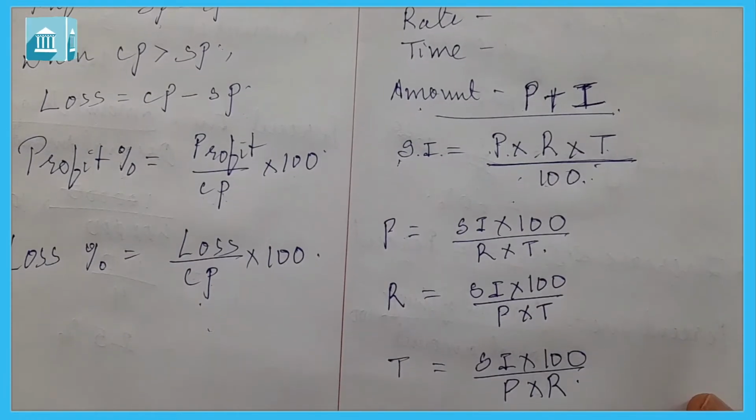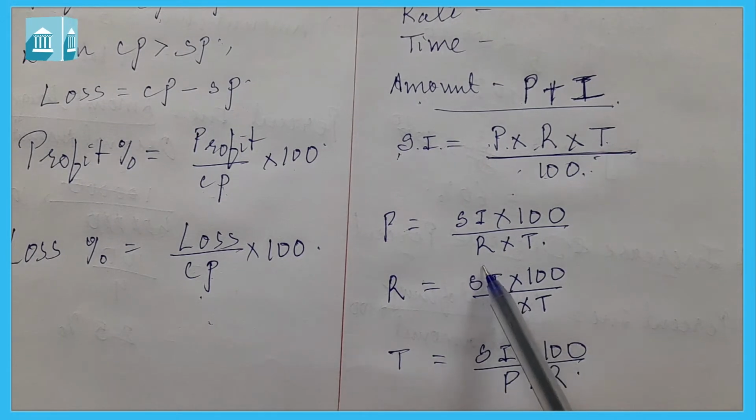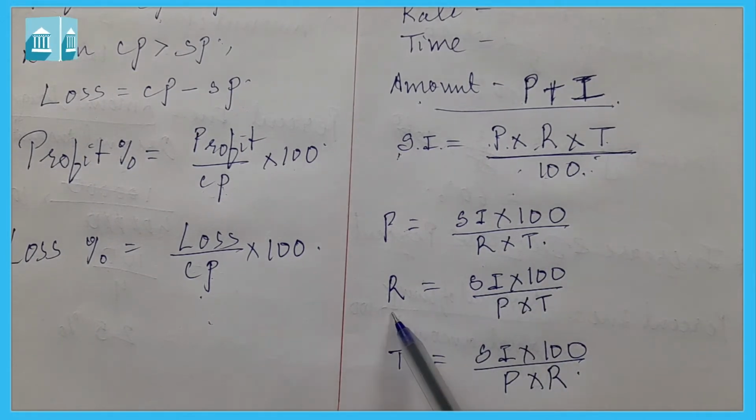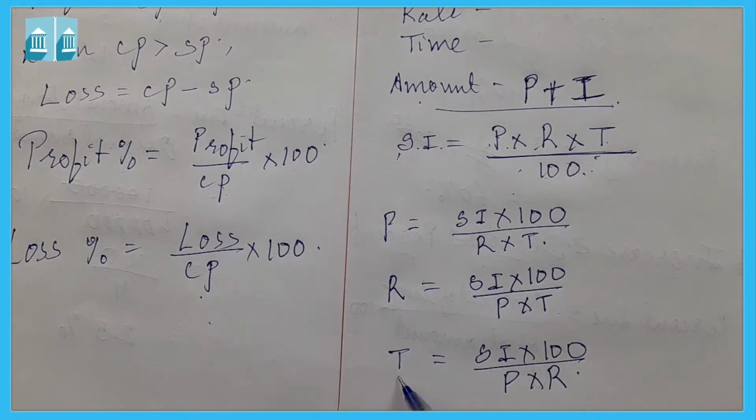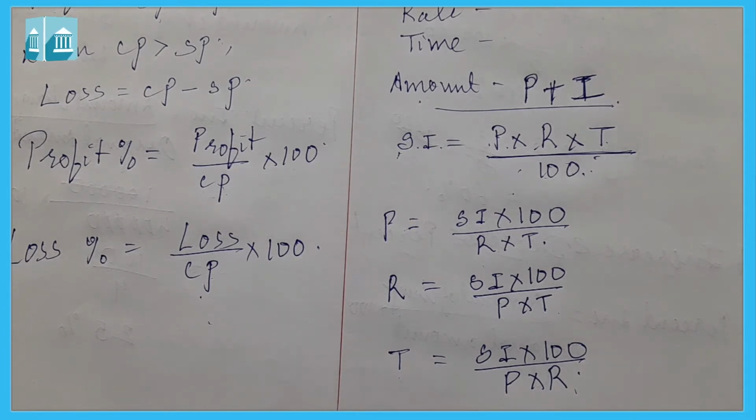P is SI into 100 upon R into T. R is equal to SI into 100 upon P into T. T is time, and T is equal to SI into 100 upon P into R. So in this way you will get the interest for multiple years, or you can say if you want to find out the interest for 2 years, 5 years, by this formula you will get.